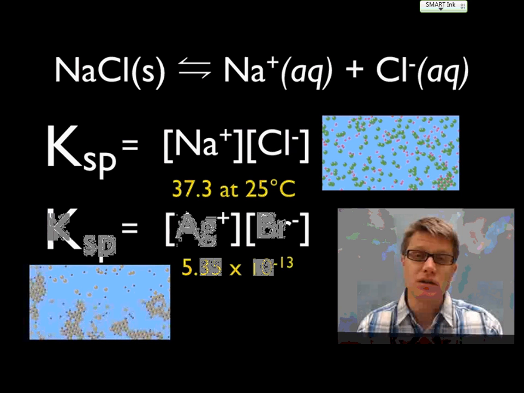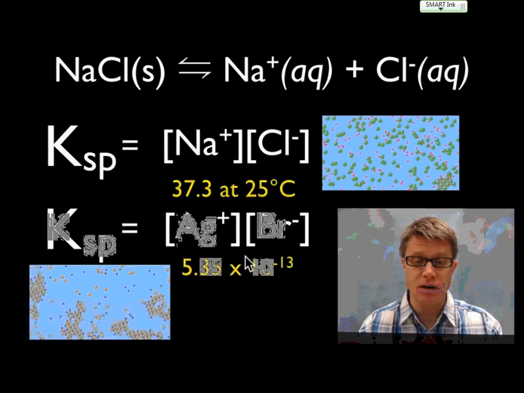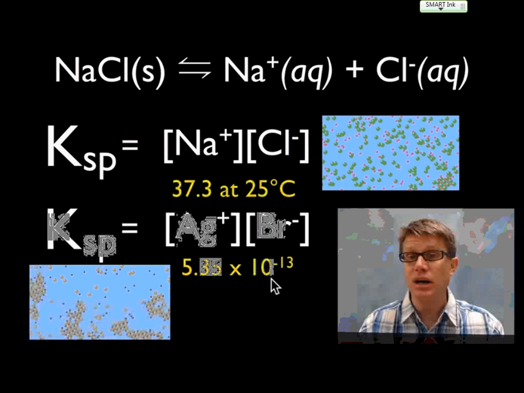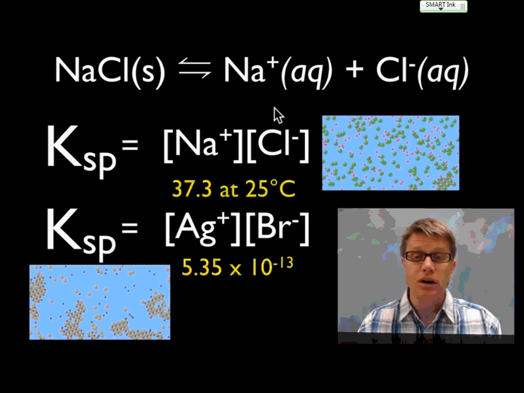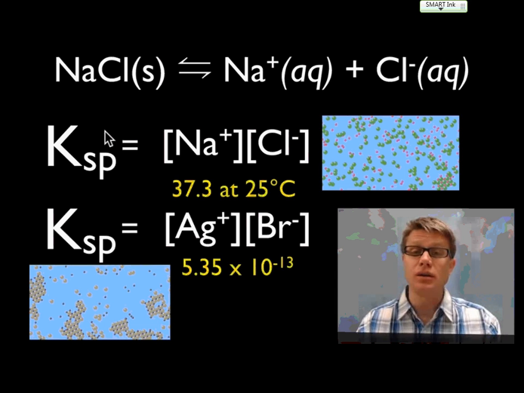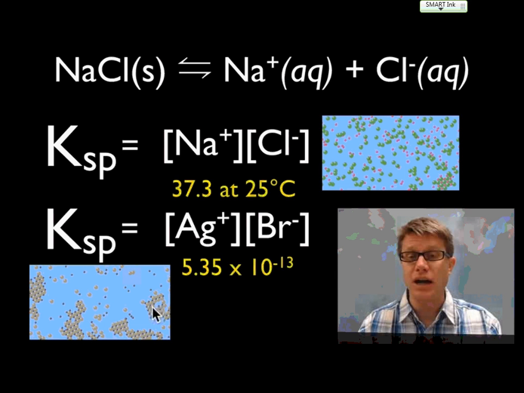If we compare that to the silver bromide, what's our Ksp value here? It's going to be much less than 1. What does that mean? Our equation is going to be shifted way towards the left, and so we're going to have more of that solid form.